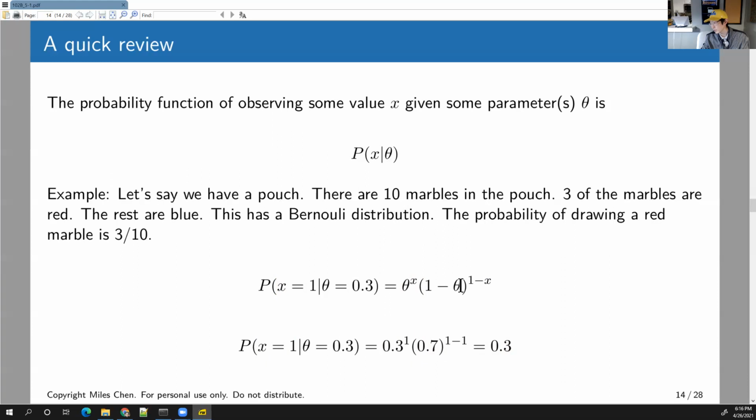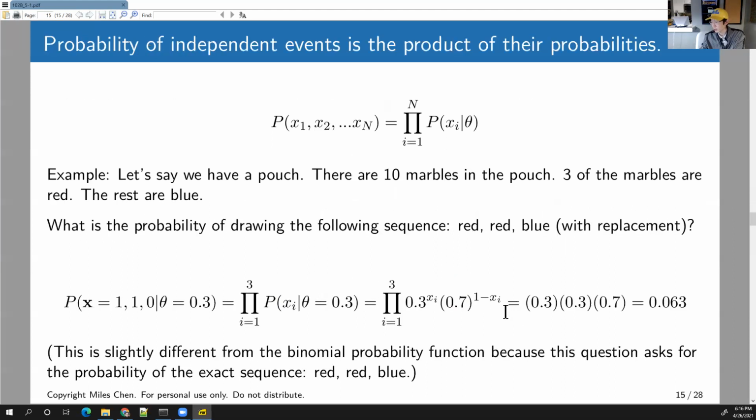This is great if we know what theta is. But in general, we don't actually know what theta is equal to. And so, we have to figure this out here, okay?